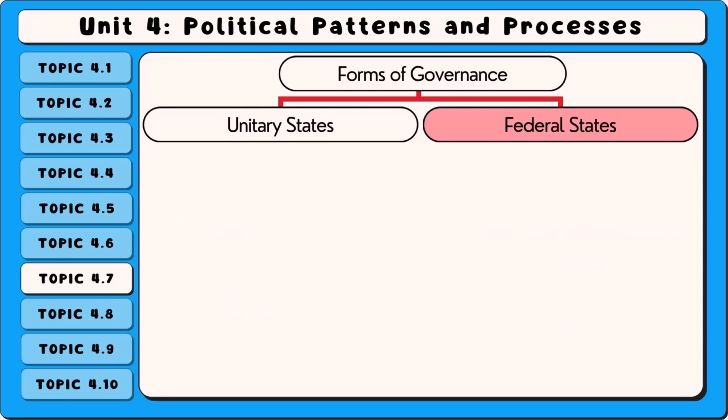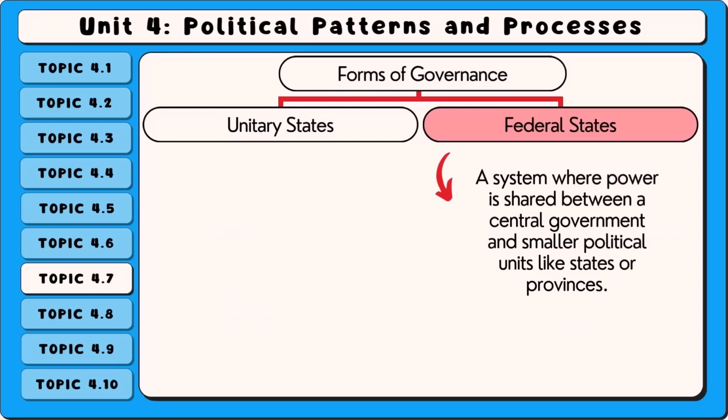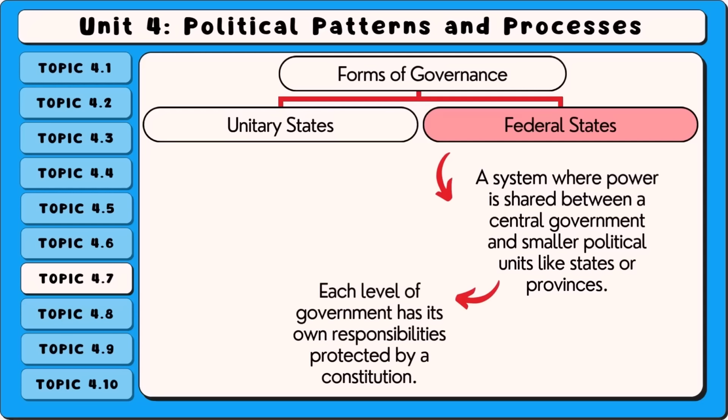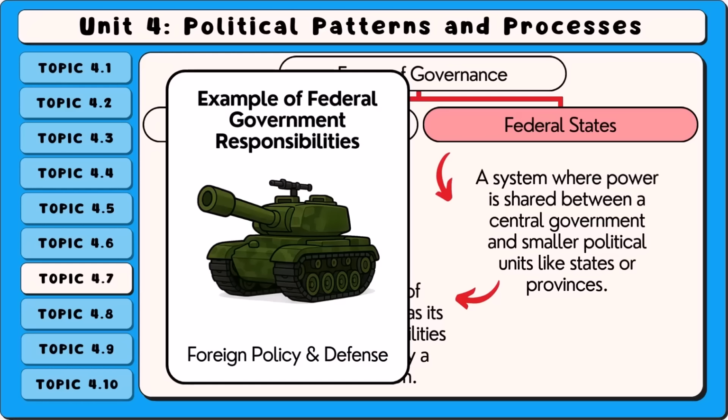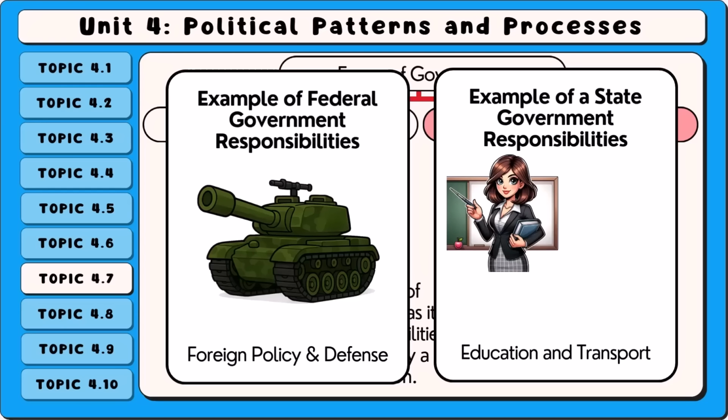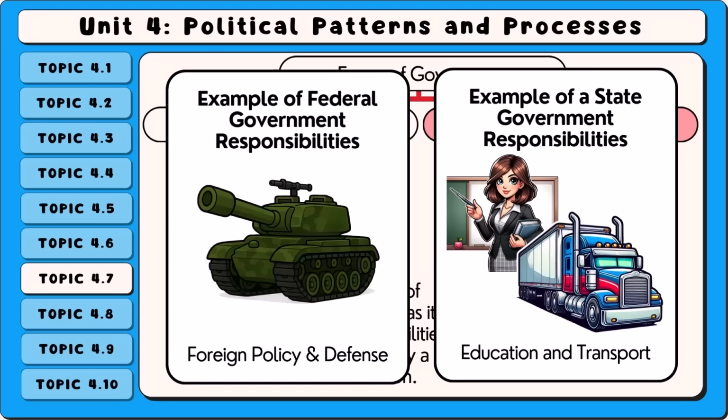Now let's look at federal states. A federal state is a system where power is shared between a central government and smaller political units like states or provinces. Each level of government has its own responsibilities protected by a constitution. For example, the federal government may control foreign policy, while states manage education or transportation.